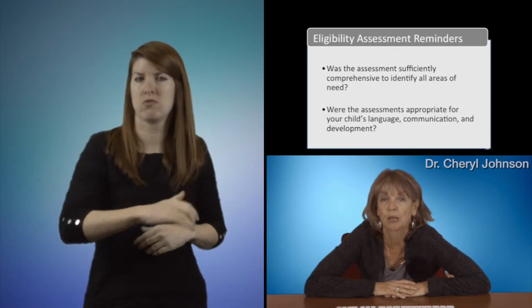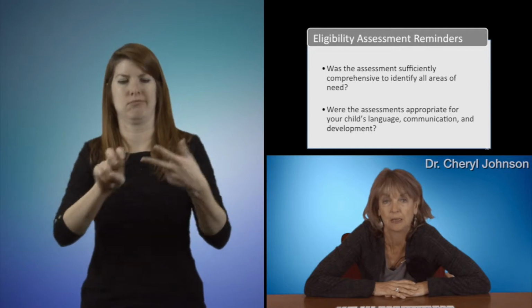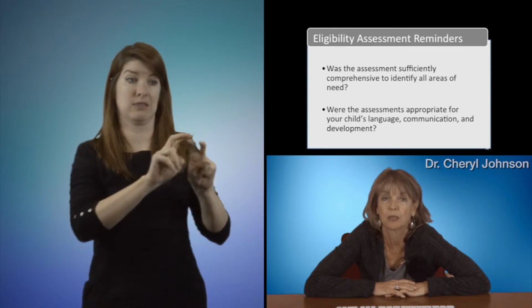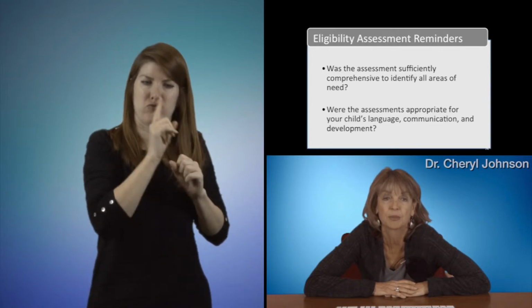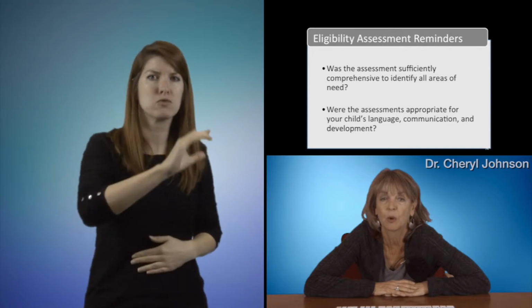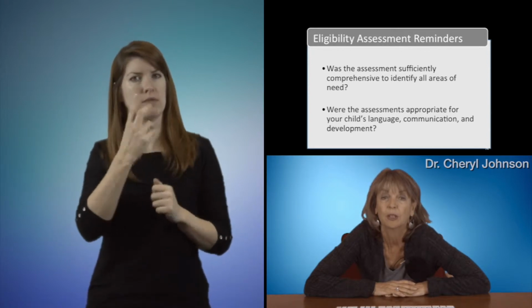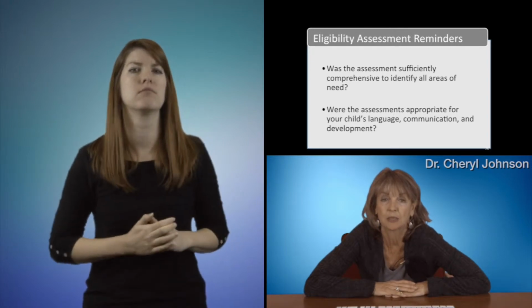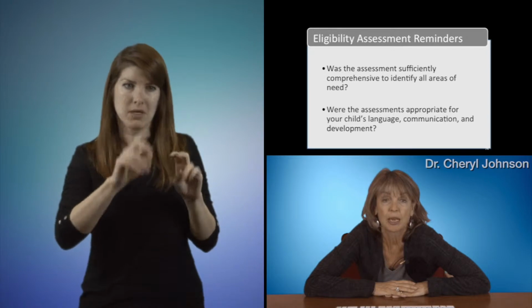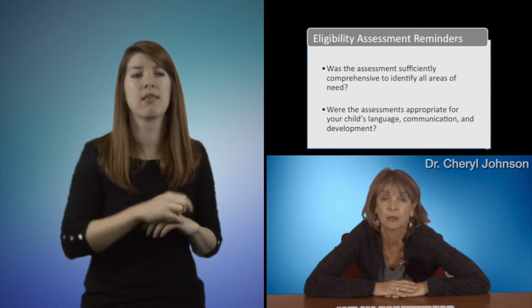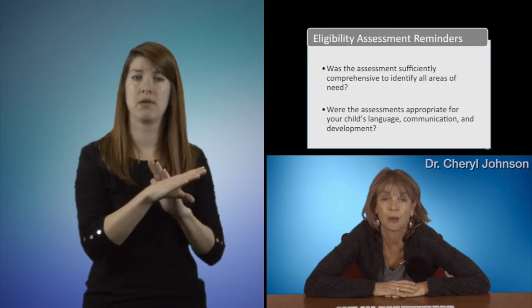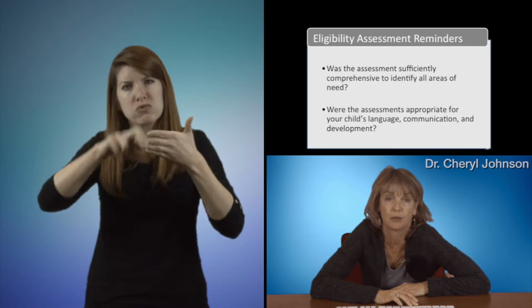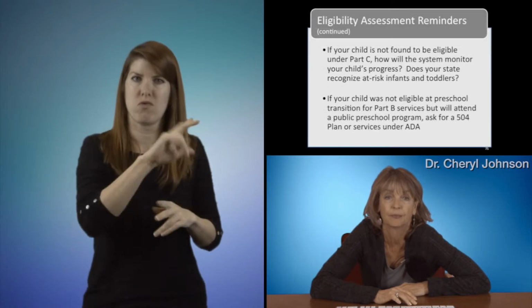This is one of the stumbling blocks when we do transition to Part B, the school age services, is that oftentimes the assessment wasn't comprehensive enough to really identify some gaps that a child may have. And along with that, we want to make sure that the assessments were appropriate for your child's language, communication, and development. So they need to be conducted in the way that your child communicates, and if we're looking at overall development, not in a way that would influence the results and give us inaccurate information if it was focused on the wrong type of modality.